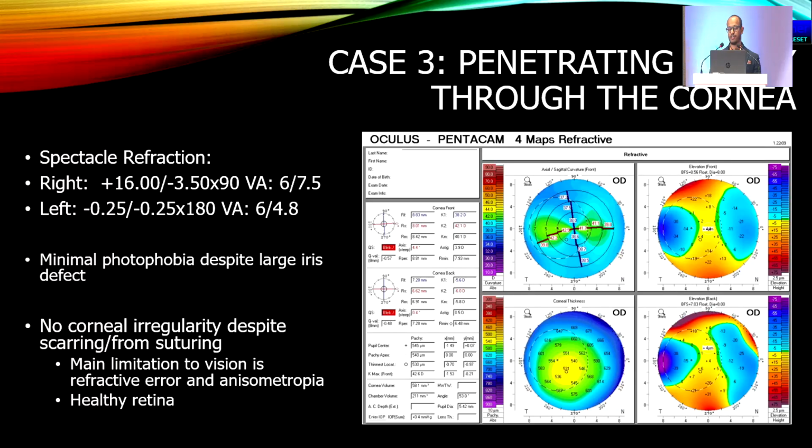Spectacle refraction-wise, you can see his left eye has almost no refractive error. It's emmetropic, whereas the right eye is very hyperopic with a bit of astigmatism resulting from the aphakia and also the primary repair. Fortunately, you can see that his cornea is quite regular. The primary repair left him with a moderate amount of against-the-rule astigmatism, but it corrected up very well with the spectacle refraction. Of course, this is not practical, so the patient did need a contact lens in the end. Interestingly, he was not very photophobic, despite having a very large iris defect.